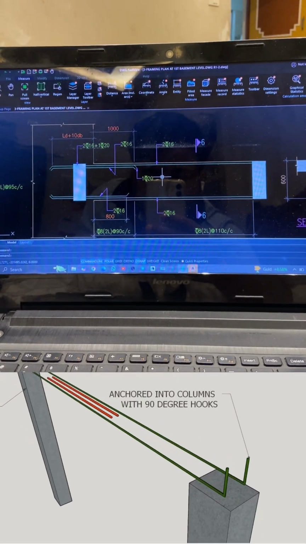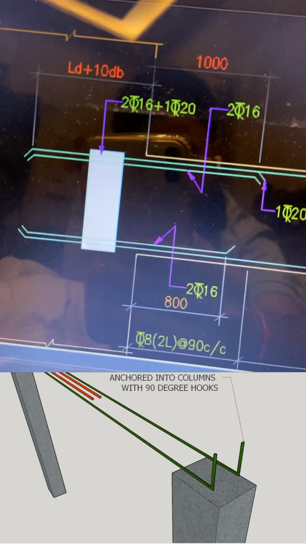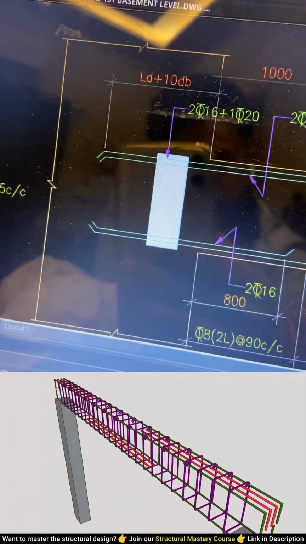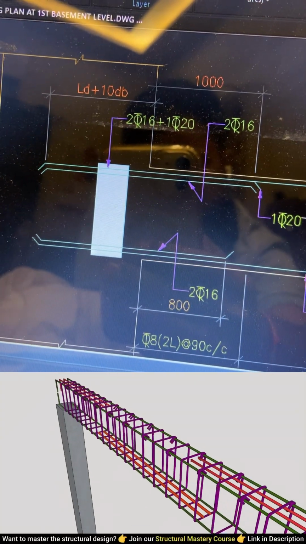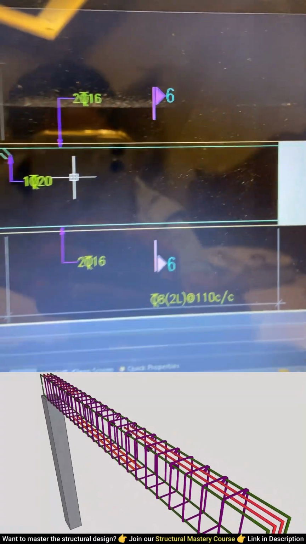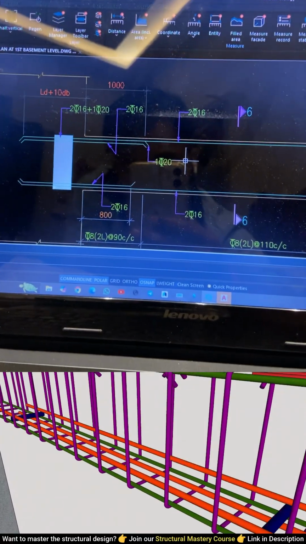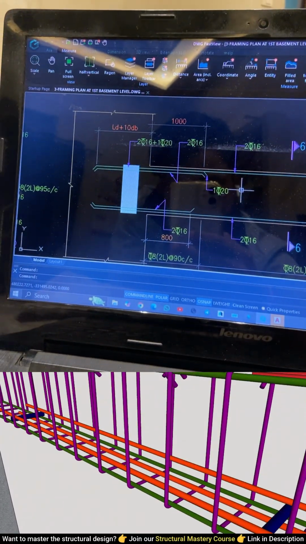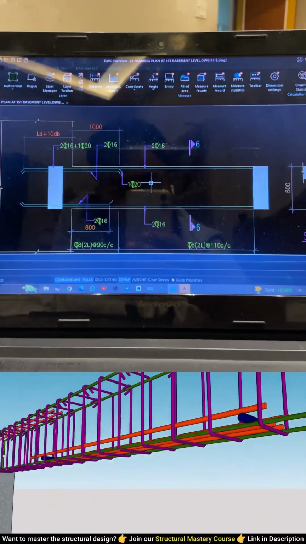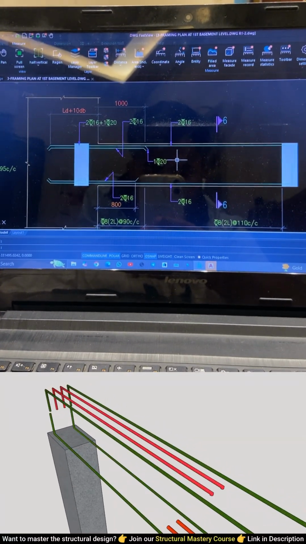These bottom bars extend between columns and feature 90-degree hooks at their ends for secure anchoring. Reinforcement plays a crucial role in concrete beams as it's responsible for resisting tension forces, increasing compression capacity, improving ductility, and reducing long-term deflections in the concrete. Moreover, reinforcement is essential to prevent concrete from cracking due to shear stresses, shrinkage, and temperature differences.